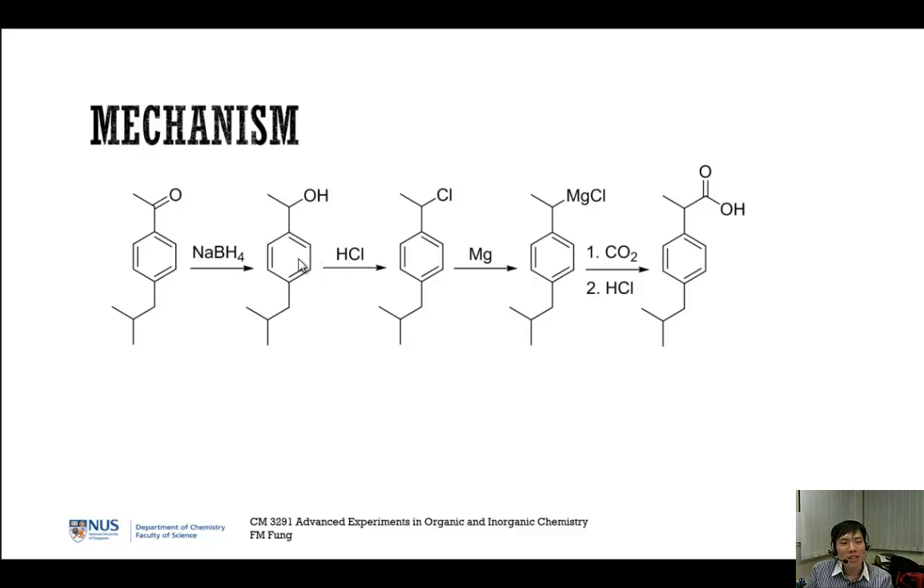Next step, this is a nucleophilic substitution. Protonate the hydroxyl group, making a better leaving group. Chloride attack from behind, kick it out, and goes in. You get a halogen derivative.